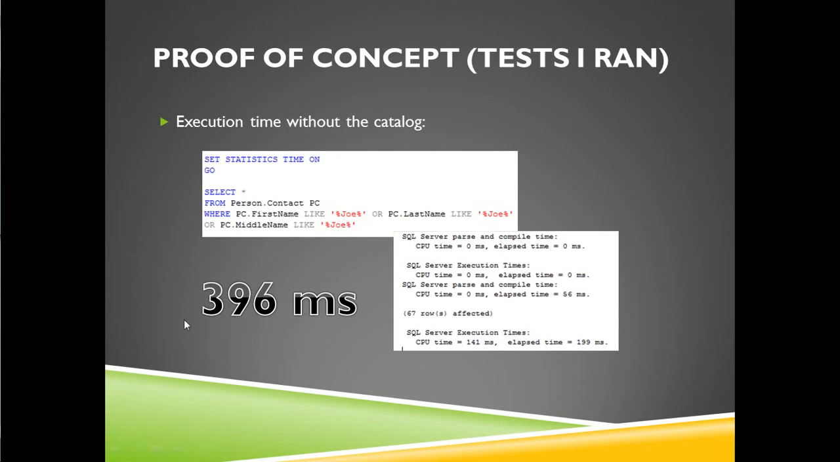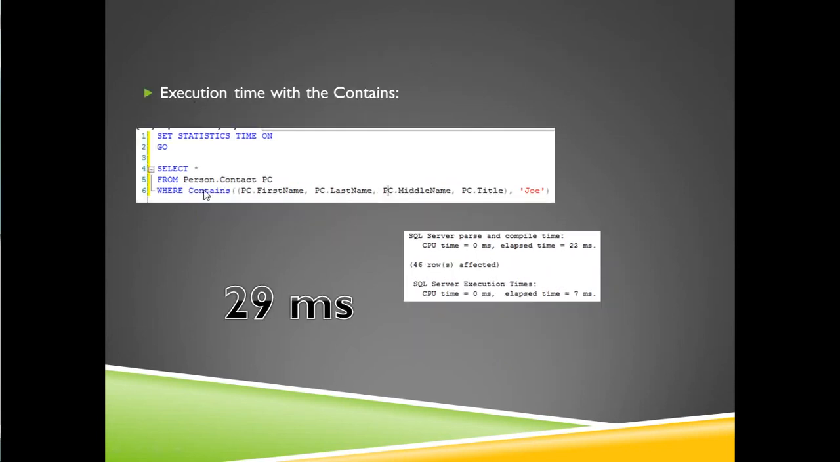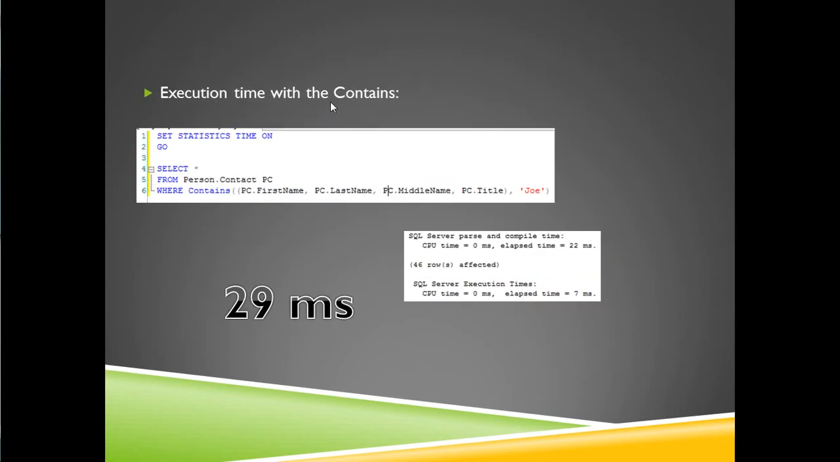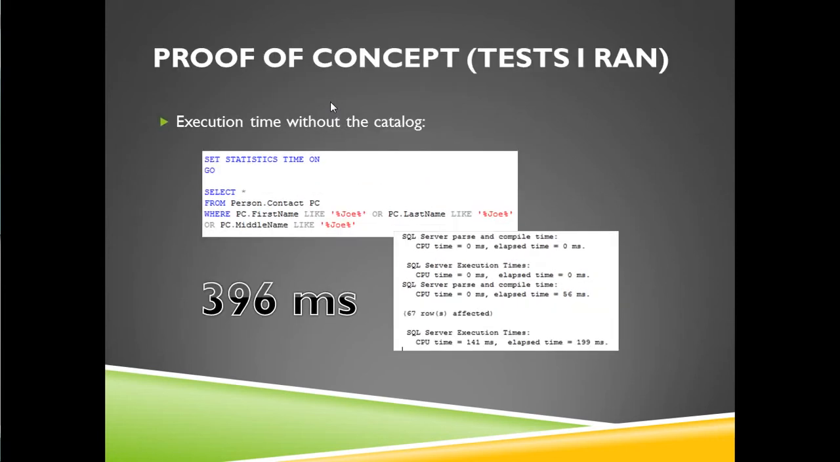And when I ran that query, it took 396 milliseconds in total when using the like operator. When I did the same query using the contains operator, it took 29 milliseconds. This was on one single table. If you think about it, that is a massive increase. That is over 10 times. That's saying that the contains operator is over 10 times the speed of the like operator, which is amazing.